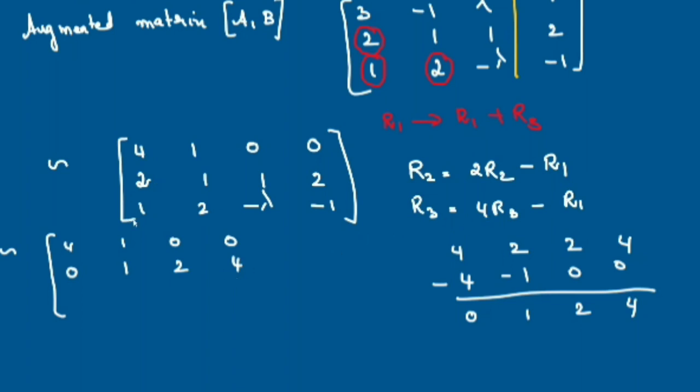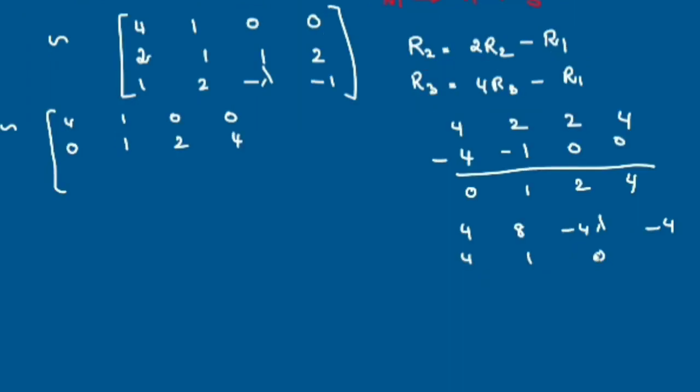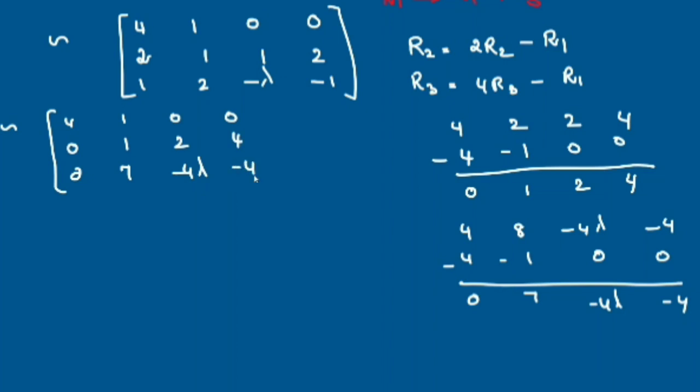Now I want to multiply the third row by 4. So the third row will become 4 into 2, 8, minus 4 lambda, minus 4. I am multiplying the third row by 4 minus R1. R1 is 4 1 0 0. So when you subtract, you will get 0, 7 minus 4 lambda, minus 4. So write it here: 0, 7 minus 4 lambda, minus 4.